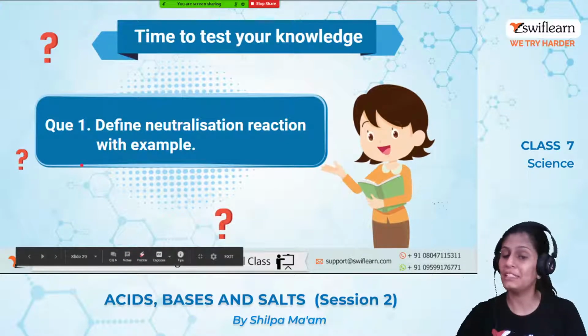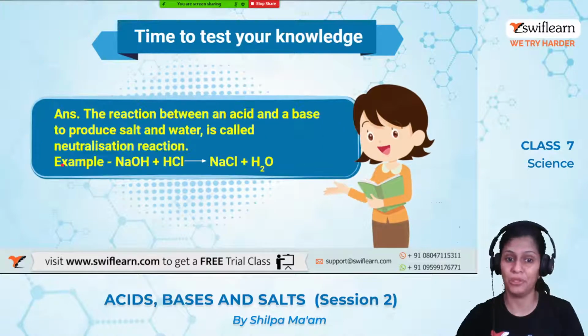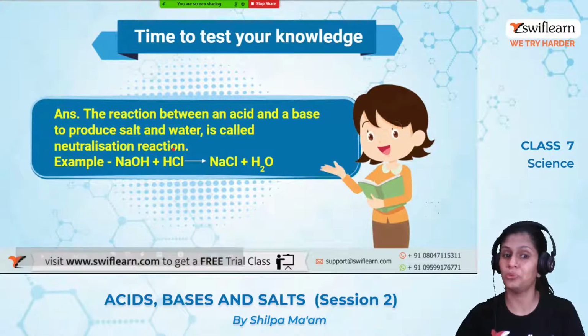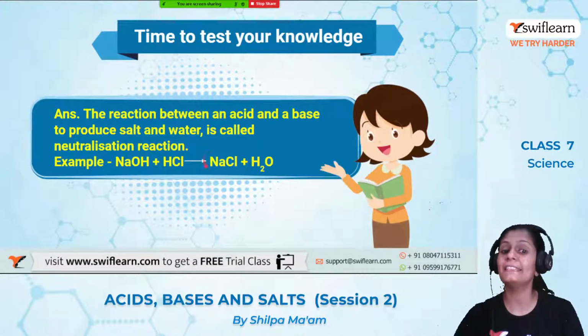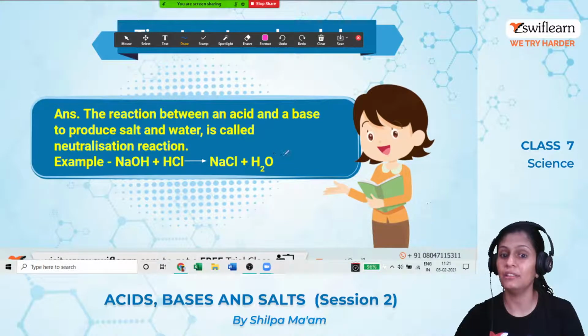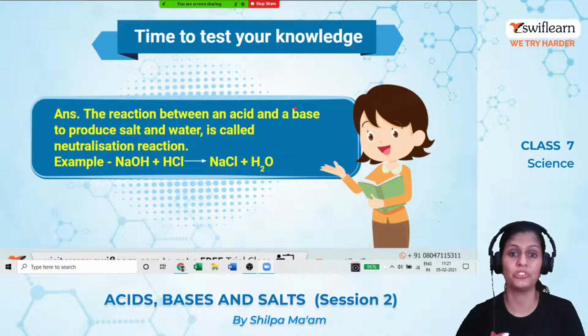What is a neutralization reaction? With an example, when an acid is combining with a base, it basically forms salt and water, and a lot of heat is produced during neutralization reaction. That is, a reaction between acid and base to produce salt and water is called a neutralization reaction. This is a salt that is formed, NaCl plus H2O. The heat has to be shown here. The heat should be there because it is an exothermic reaction. Heat is also released during a neutralization reaction.